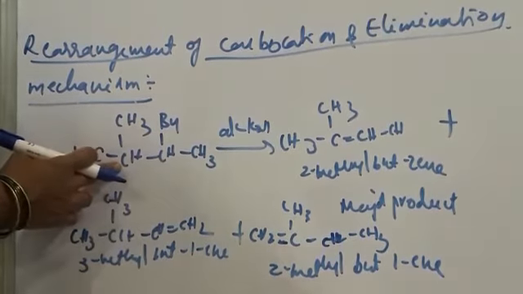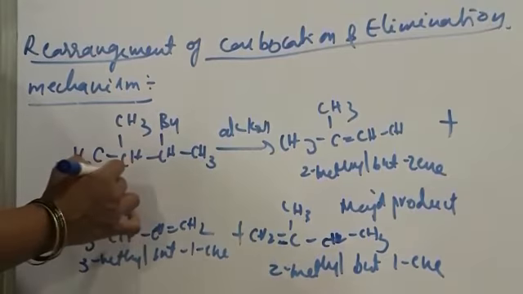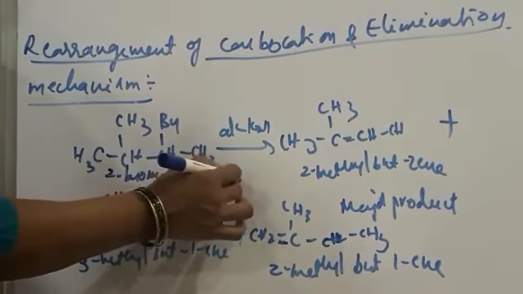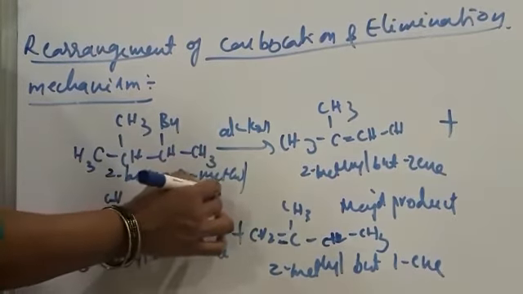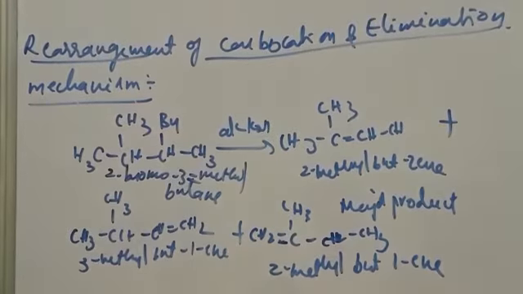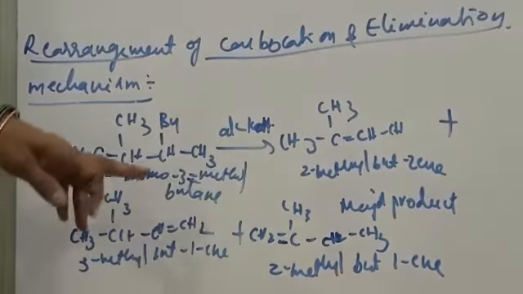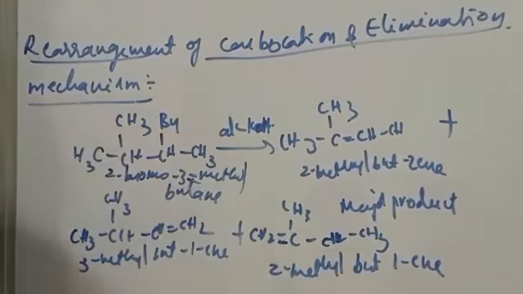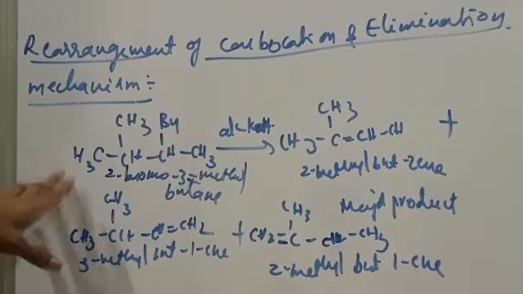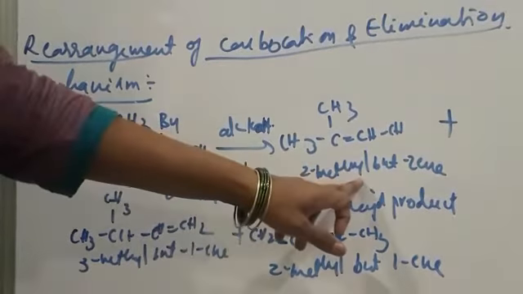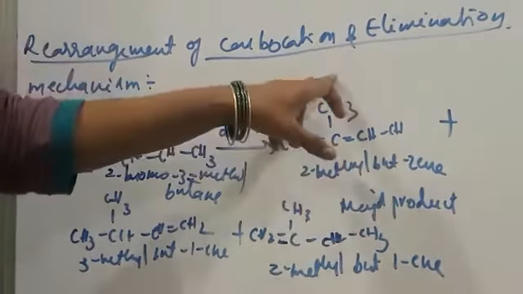But here in the rearrangement of carbocation, a secondary alkyl halide is there, which is 2-bromo-3-methyl butane. Okay, and it undergoes elimination reaction in presence of alcoholic potassium hydroxide, which is also called the dehydrohalogenating agent. Okay, so here we get different products. Out of this, 2-methyl-butadiene is the major product.